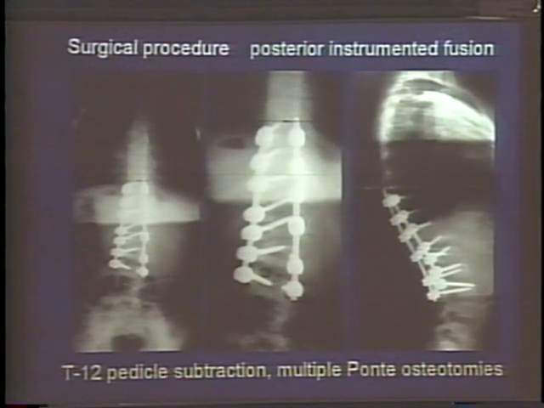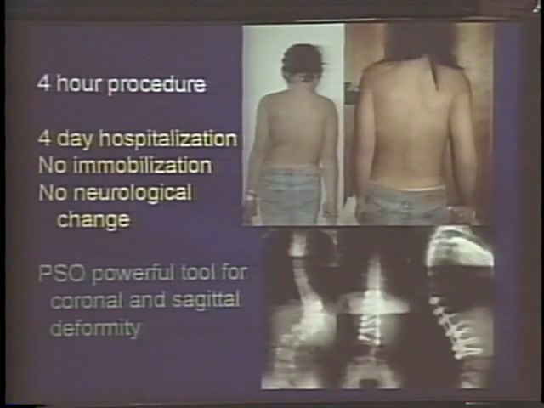And this was done with a T12 pedicle subtraction osteotomy and multiple Ponte osteotomies and segmental pedicle screws with really excellent correction of the scoliosis and production of normal sagittal contours. And her clinical appearance was really quite good. It was a 4-day hospitalization, no immobilization, no neurologic injury. So I think we can see that the pedicle subtraction osteotomy is a very powerful tool for coronal and sagittal deformity correction when you judge that the multiple level Ponte osteotomy is insufficient.